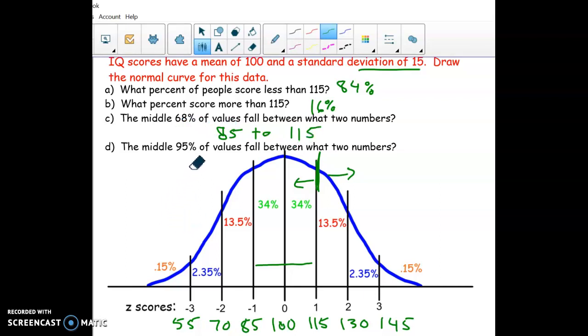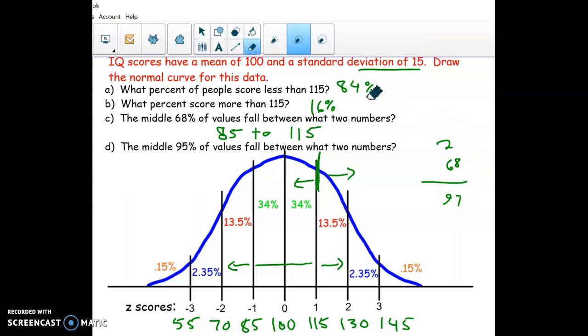Okay, and so if I want to do the middle 95%, if we go out another section in each direction, we would just have to add that up. So that would be 13 and a half and 13 and a half. That'd be 27 more percent plus the 68 that we already had. That would get us 95. Sorry, my computer is acting up, but 27 plus 68. So we have 95% that falls between 70 and 130. So we went out one more standard deviation, and we got 70 to 130.